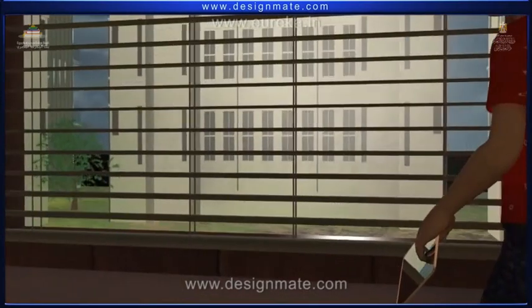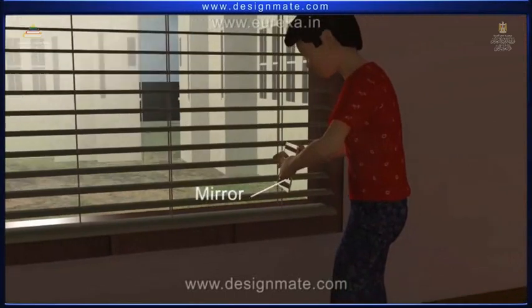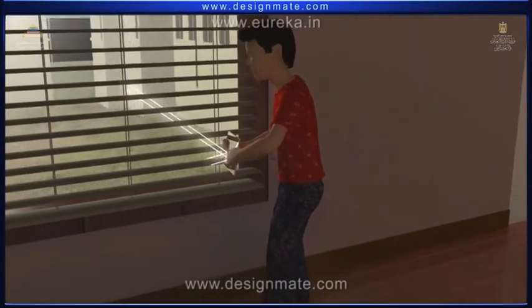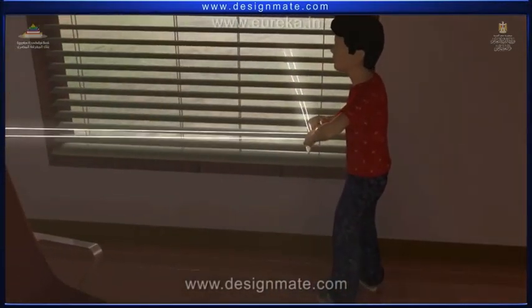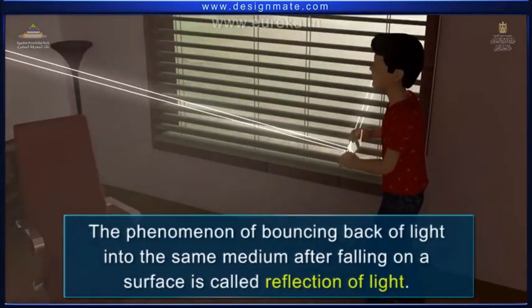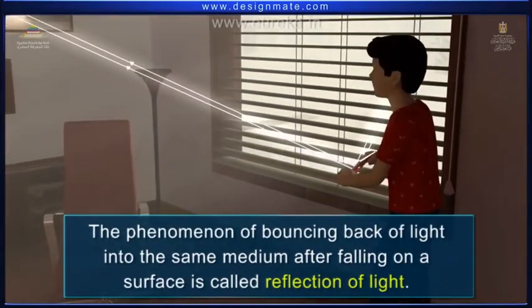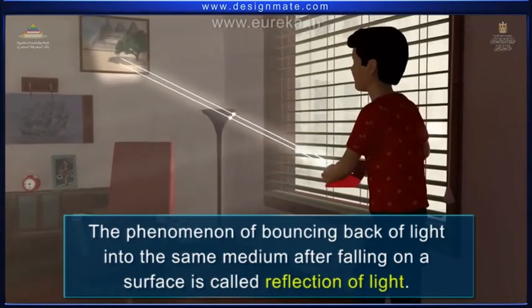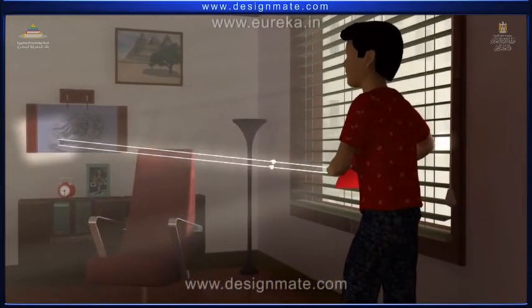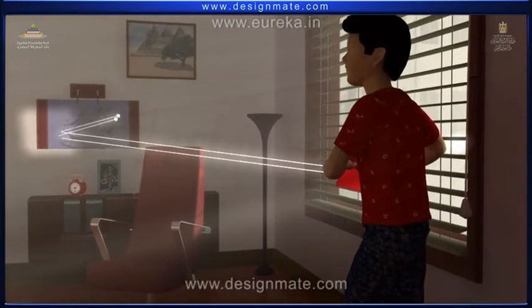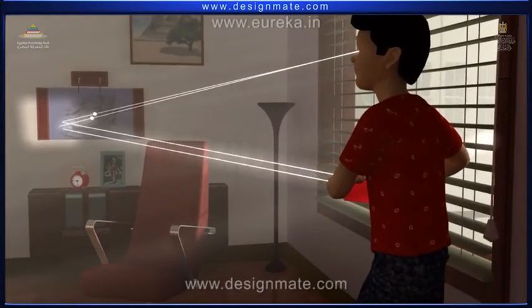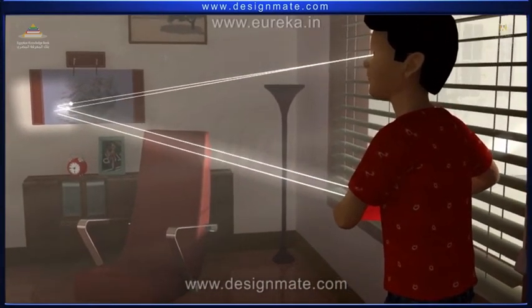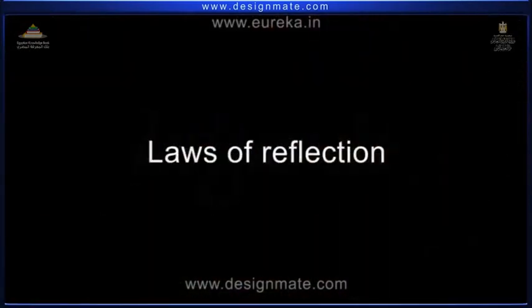If a ray of light is incident on a shiny surface like a mirror, the light beam bounces back into the same medium. The phenomenon of bouncing back of light into the same medium after falling on a surface is called reflection of light. When light rays reflected from different objects enter our eyes, we are able to see them. Let us now understand the laws of reflection.